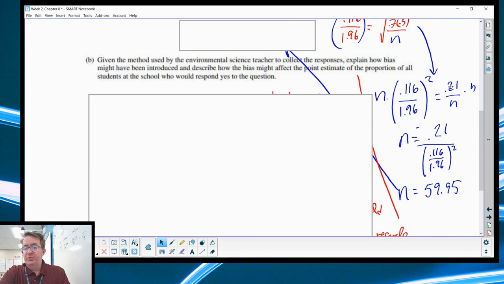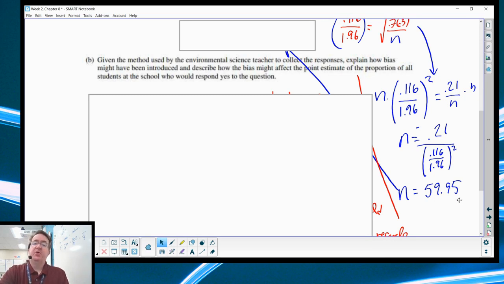So then I get 0.21 over n equals this squared. Multiply both sides through by n, divide by this, and I get this mess right here. I'm not plugging anything in until the very, very end. When I type all of that stuff out, I get n is equal to 59.95.